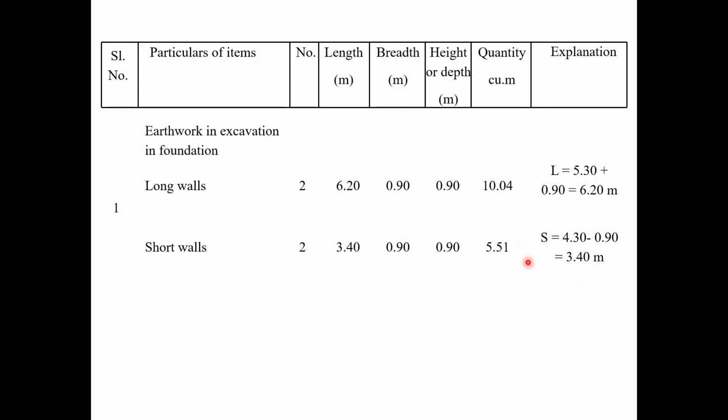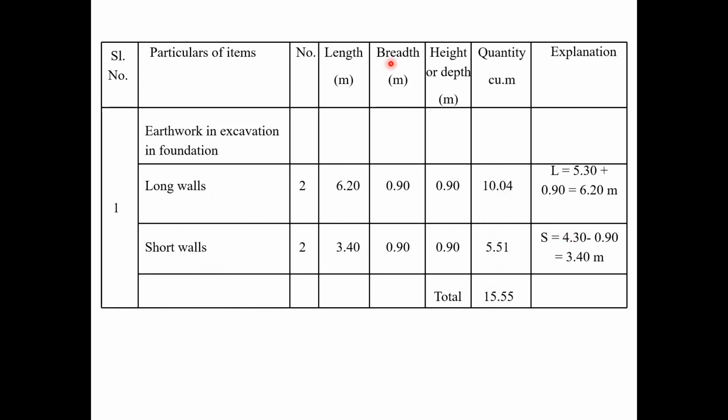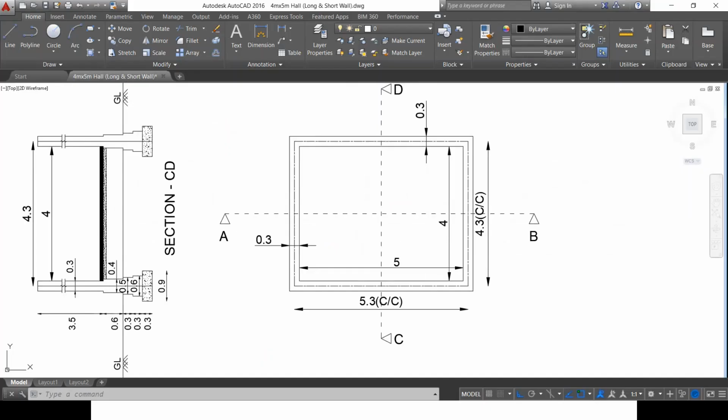So once I arrive at these values, I can do the total calculation, that is, the total amount of soil that I have already excavated is the addition of these two things. Of course, for the long wall I have some quantity of excavation made. For the short wall I have some quantity of excavation made. So put together, the addition of these two values will give me the total quantity of earthwork in excavation. Everything has to be in a table. Once this is done, let us move on to the next quantity.